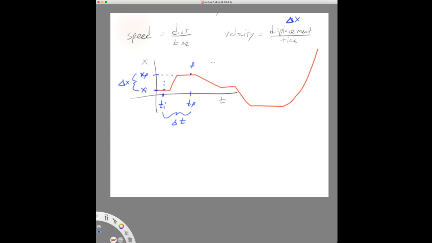So we could say that the velocity is equal to the change in x over change in time. Now, technically, this is known as the, that should be like a little bar, which is called the average velocity. Okay, average velocity. That's the displacement over the time.